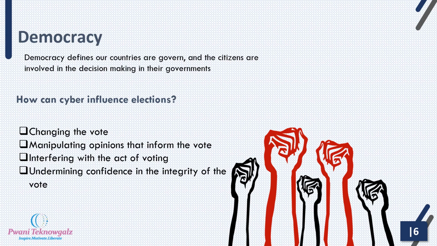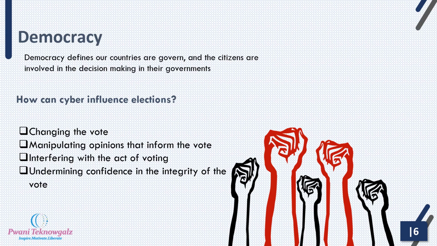Another way democracy is impacted in elections is interfering with the act of voting. So this is the actual voting. When people go, they can bring a total shutdown. The systems are not working, or maybe this is just interfering with the electoral process during the voting process. And finally, undermining the confidence and integrity of the vote.